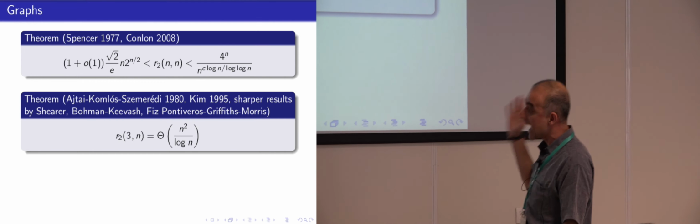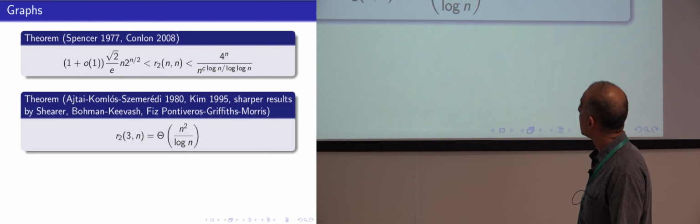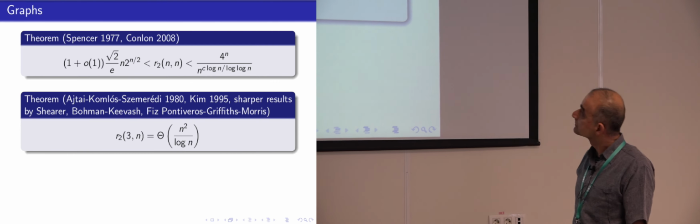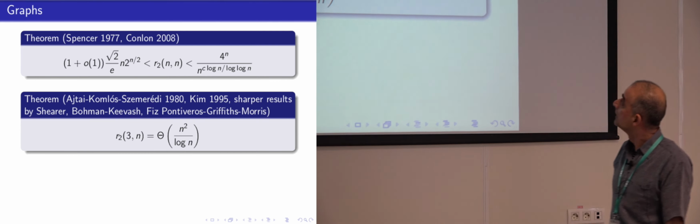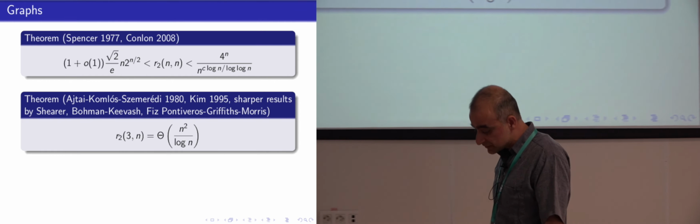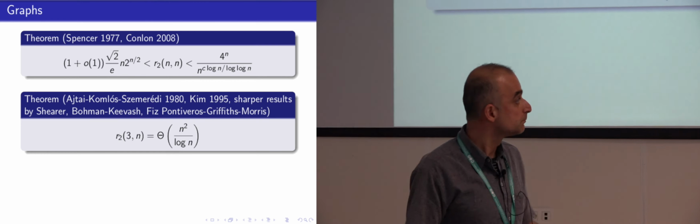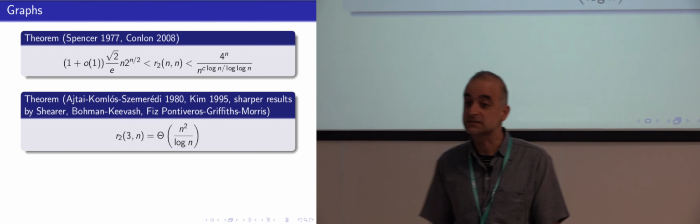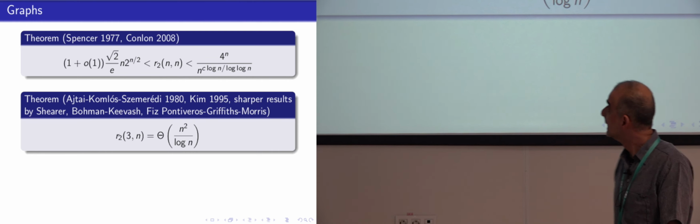One is the so-called diagonal case, when S and N are the same, and the other is the off-diagonal case, when S and N are not the same. So in the diagonal case, results from the 30s and 40s of Erdős and Szekeres prove that this Ramsey number is exponential in n, where the base is between square root of 2 and 4.